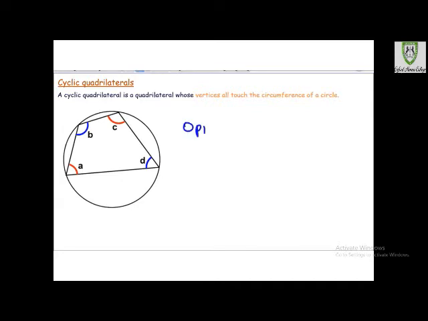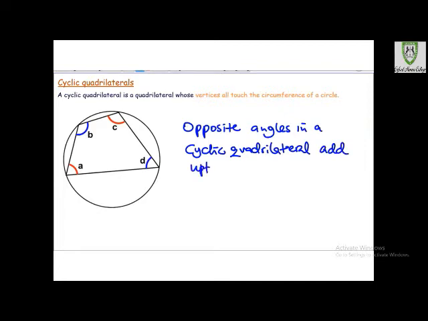So we can say opposite angles in a cyclic quadrilateral always add up to 180 degrees. For example, in this case, B plus D would always be equal to 180 degrees, and the same applies to A plus C, always equal to 180 degrees. So we are going to use this idea to solve a few questions here.